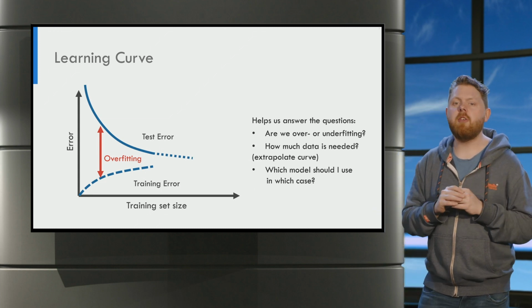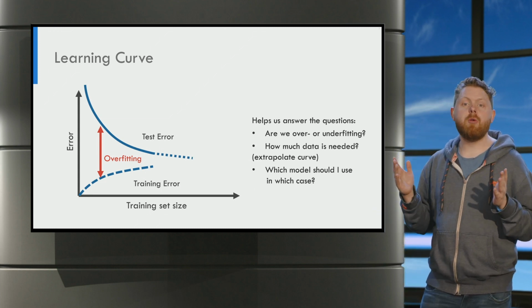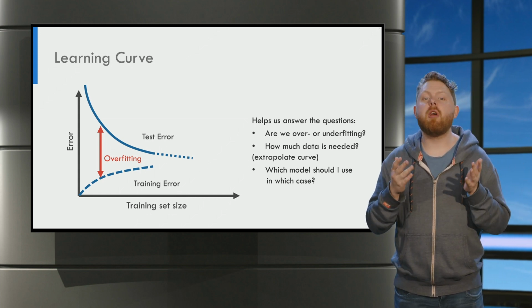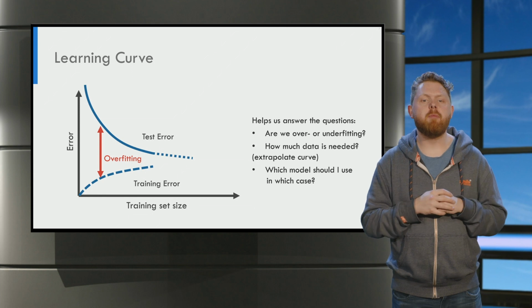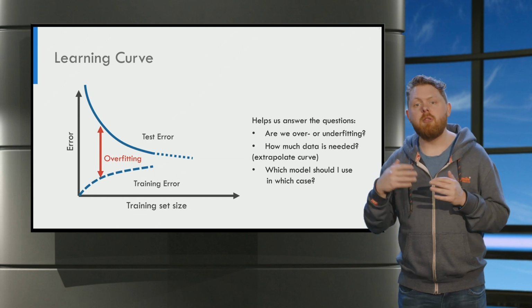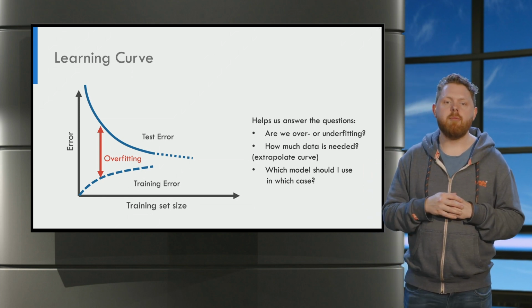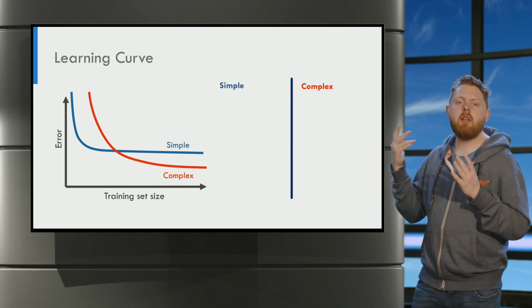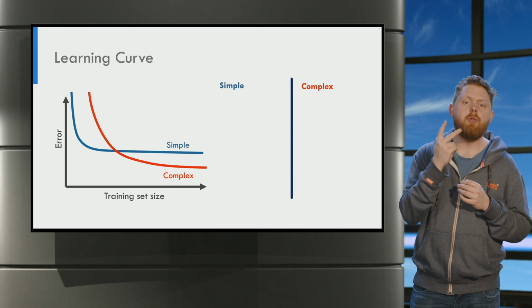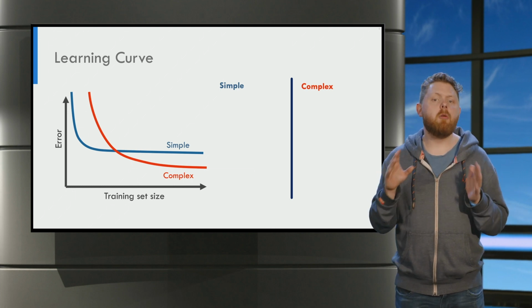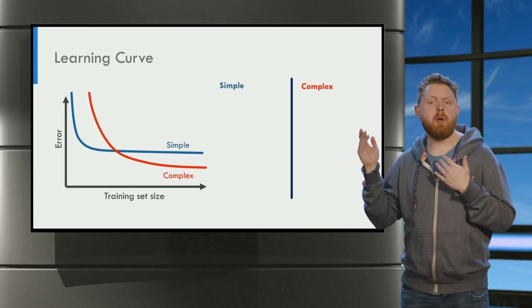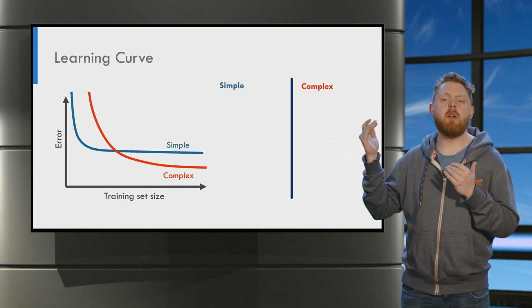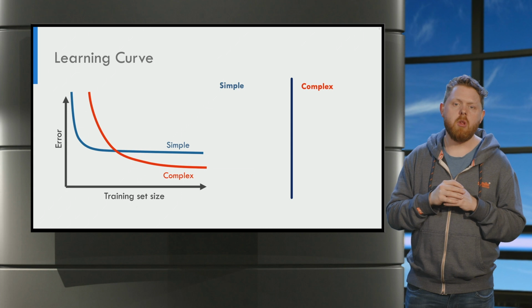Finally, the third question is, which model should we use and in what case? The learning curve can also give us insight into this problem. For this, let us look at another example. This time we only look at the test errors and we look at two different models. Here we have our blue line, which represents a simple model, and a red line, which represents a complex model.